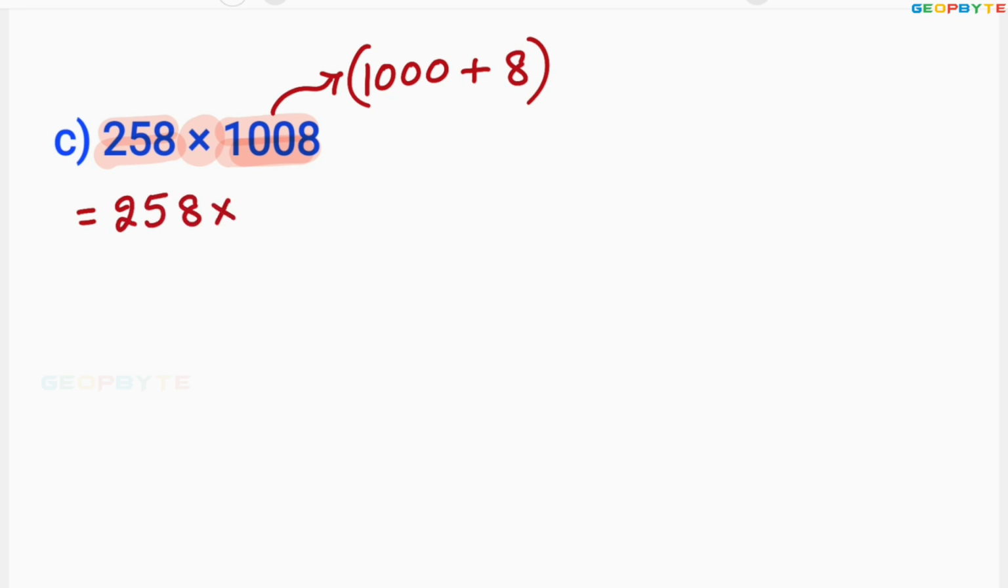258 multiplied by 1008. For this problem, you can distribute the 1008 as 1000 plus 8. It means for this problem also we are using the distributive property. It is equal to 258 multiplied by 1000 plus 8.